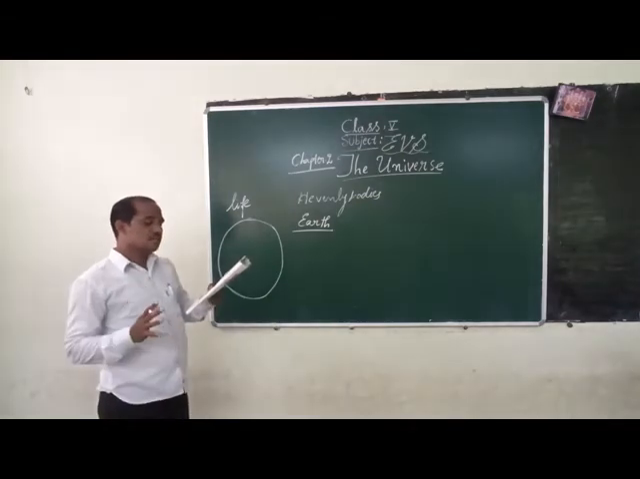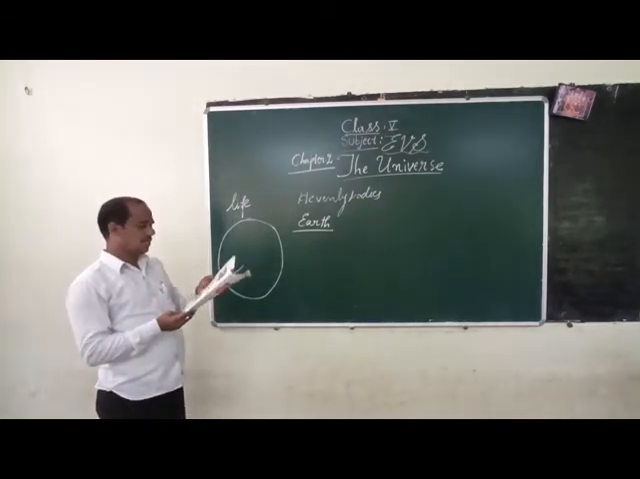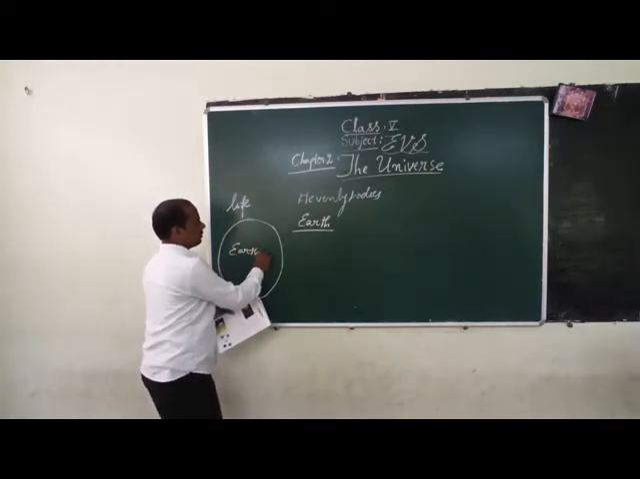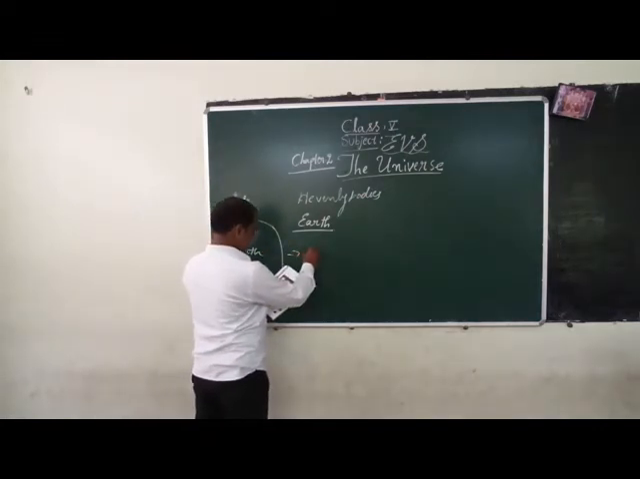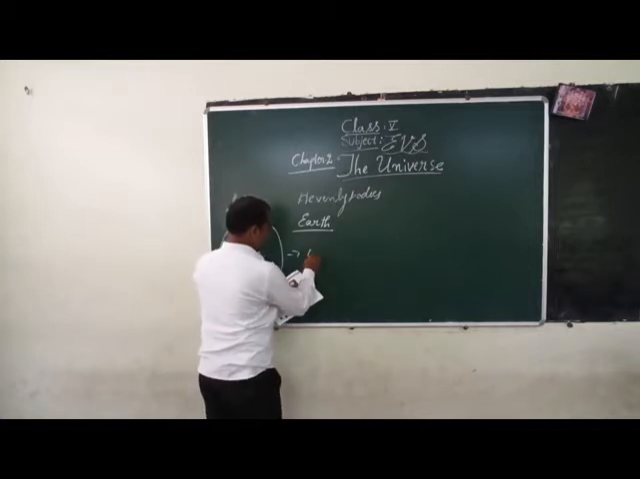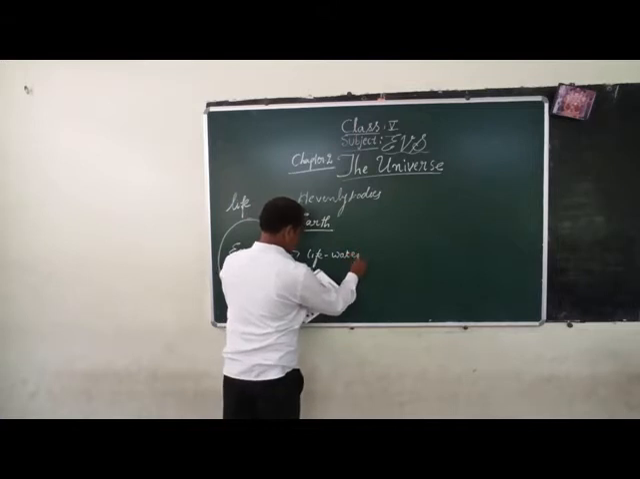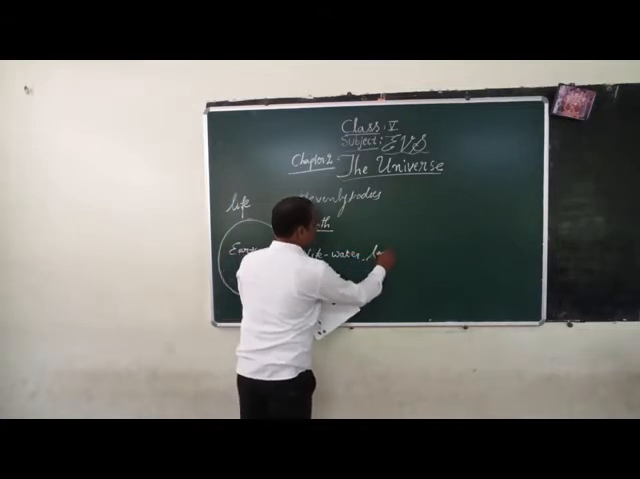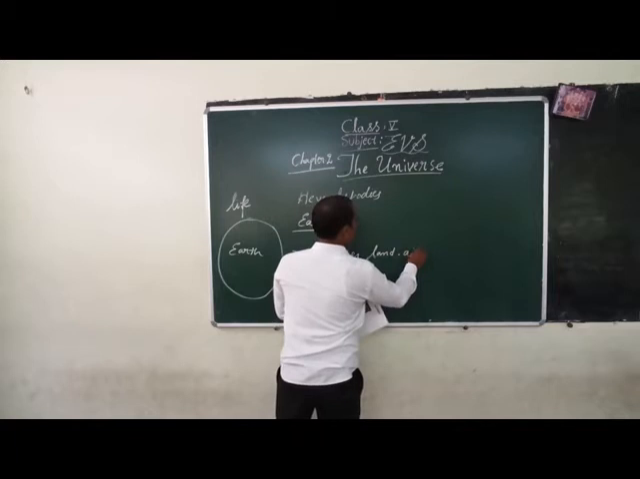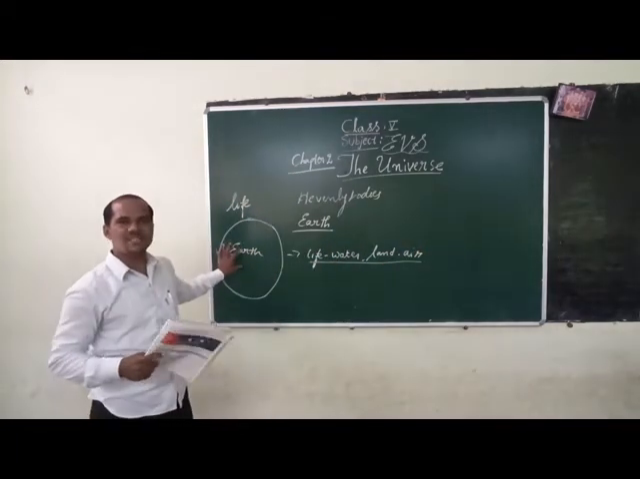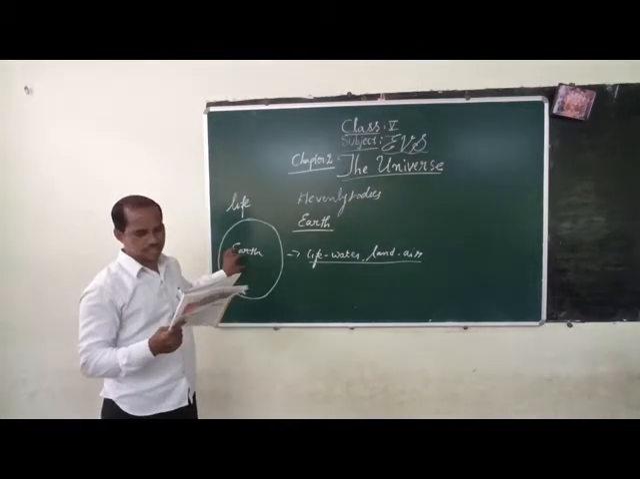Then it has three major components. The earth has three main components. They are water, land, and air. These three we can see on the earth. That's why life is able to exist on the earth.